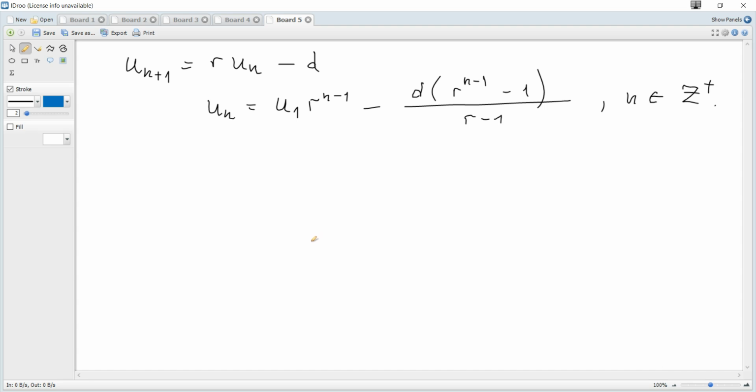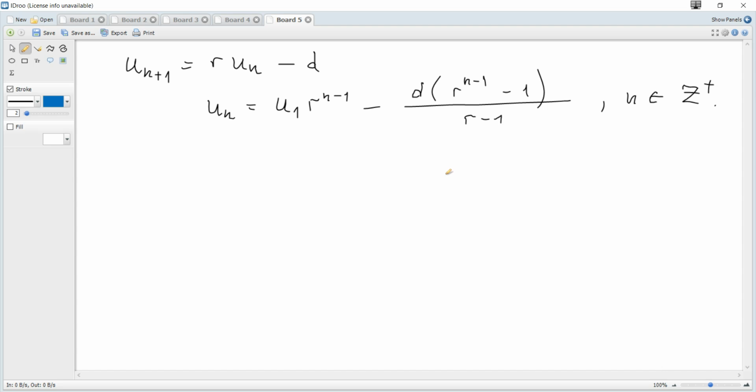The next, to model the predicted number of trout, the lake owner has been using sequences generated by this, where d and r are positive and r is not 1. And question G: use mathematical induction to prove that un is u1 r^(n-1) minus d multiplied by this, for n a positive integer.